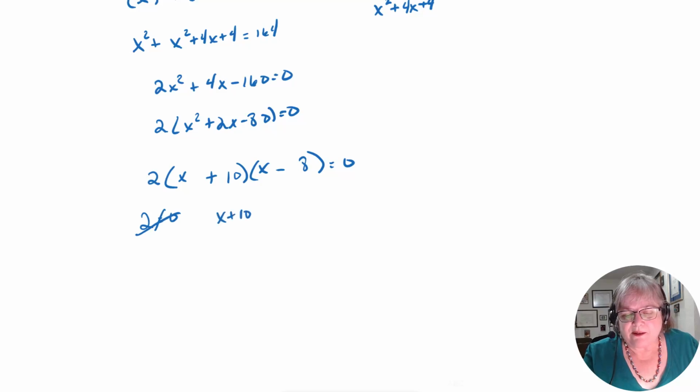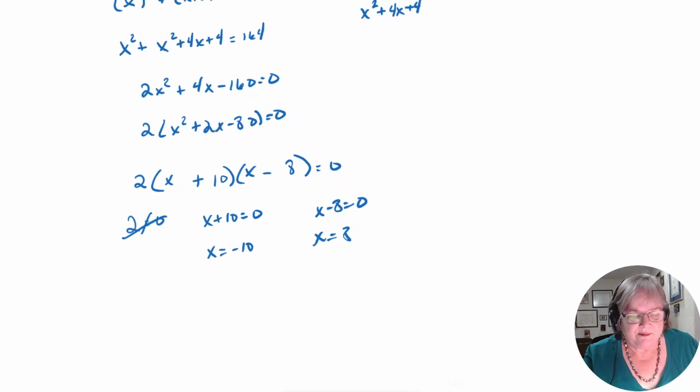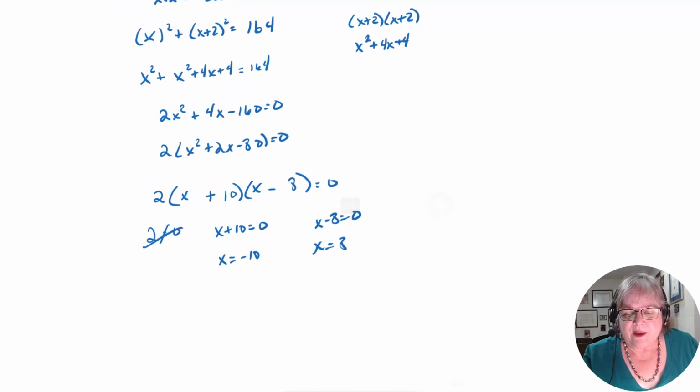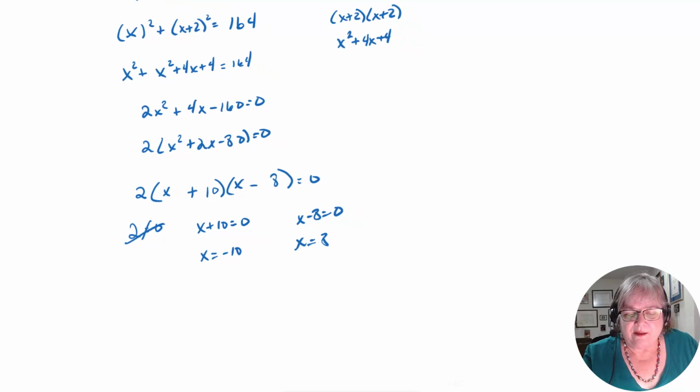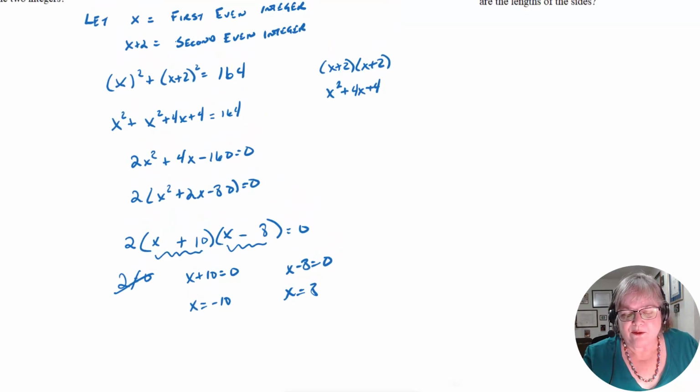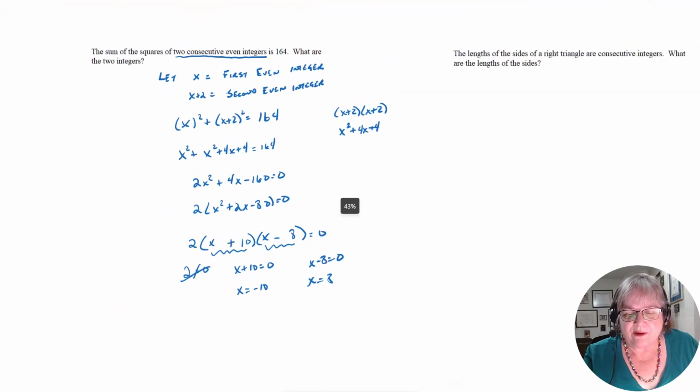X plus 10 might actually be 0 if x was negative 10. And x minus 8 might be 0 if x was 8. All right. Now, can you tell already, kind of looking back, if you have x plus 10, that this is going to solve out to negative 10, and x minus 8 is going to solve out to 8? Because probably in the next group or two, we're going to start shortcutting this step right here. So I just want to give you a heads up.